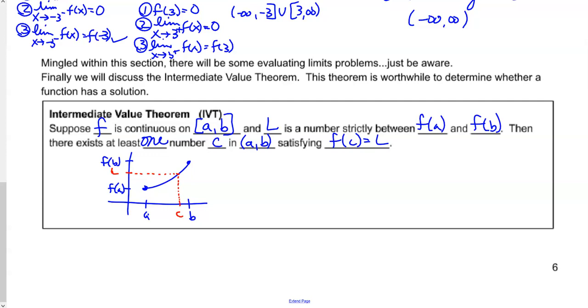So a lot of times we don't necessarily find this L value. A lot of times we're finding where the 0 is, so that's where you're finding kind of your intercepts. But it can work for any L value that you choose.